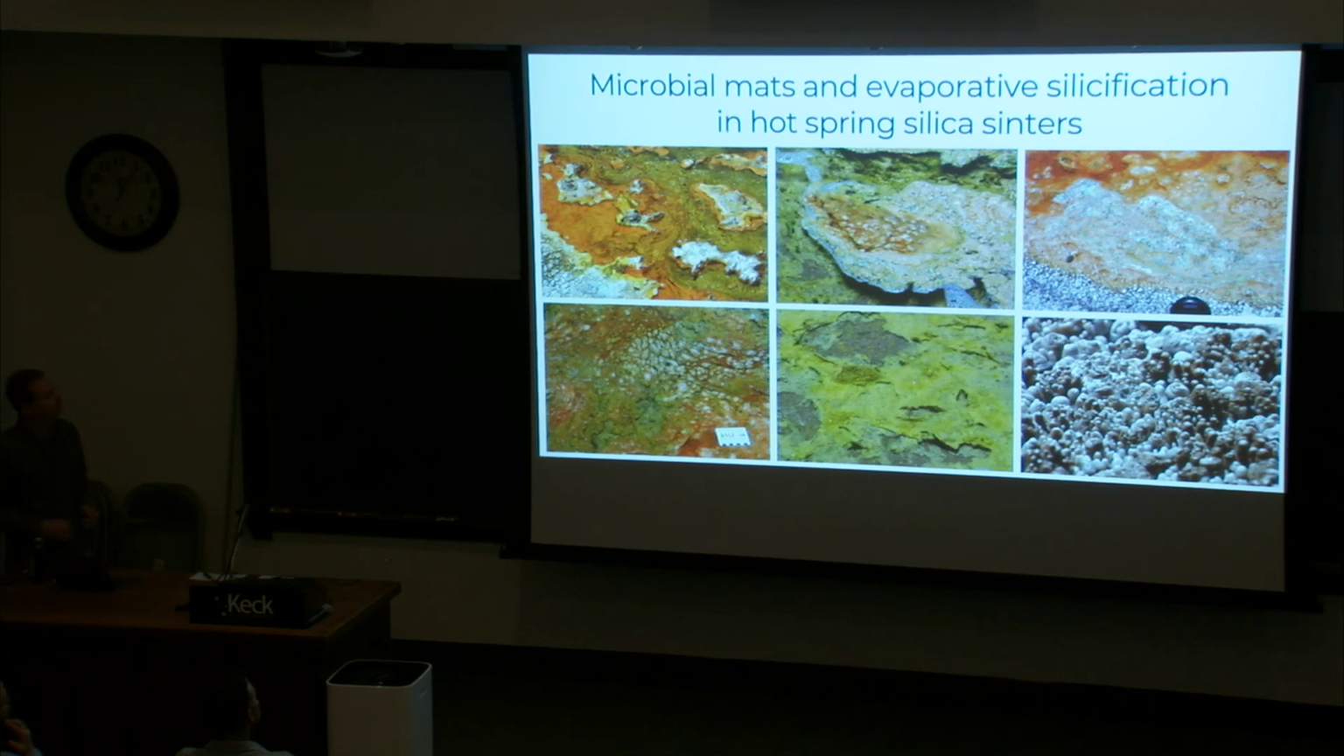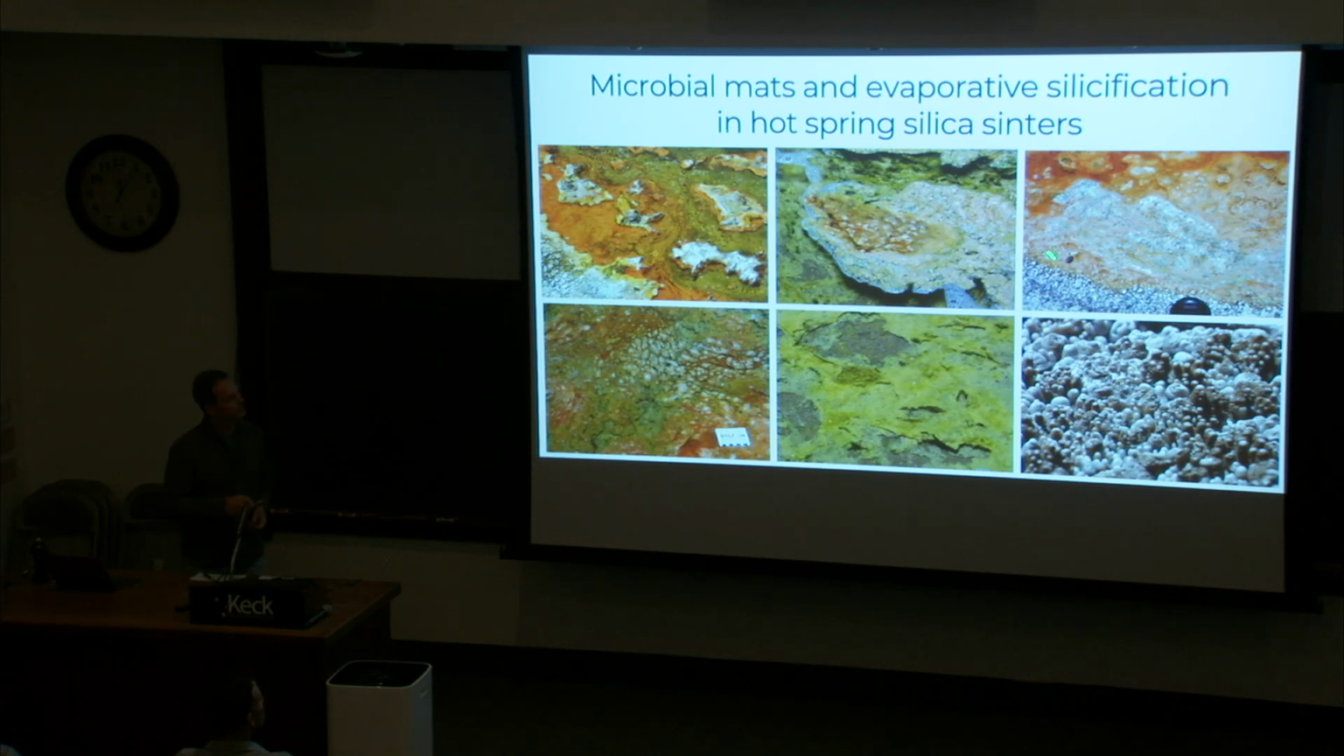So here are a few field images of microbial mats. Often these mats are like rafts that are just floating around. The tops are already starting to silicify just due to evaporation. And here you see another close-up of this silicification.